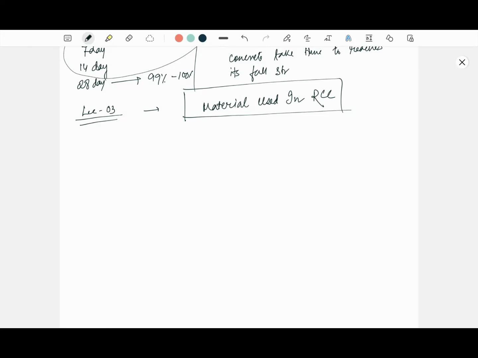Today, we will learn which type of material is used in RCC design.